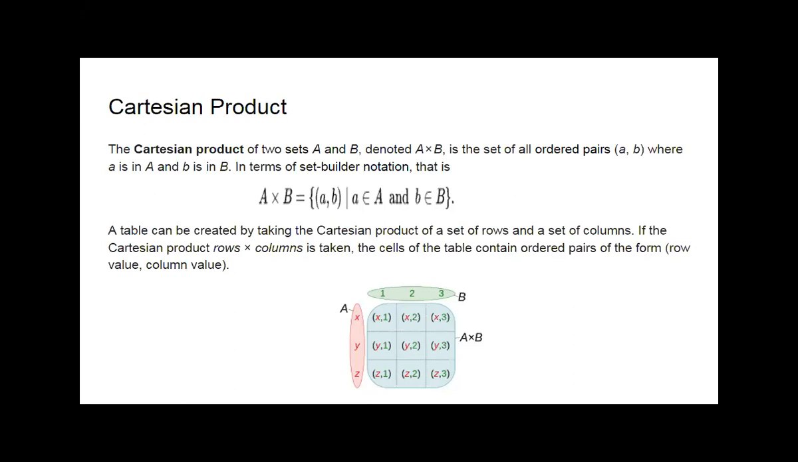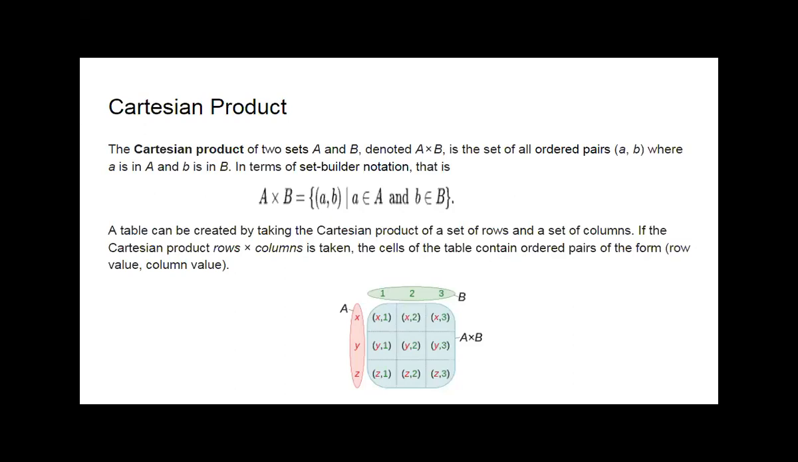Capital A and capital B, what are those? Those are the sets A and B. We are going to take the Cartesian product of sets A and B. It will be denoted by A cross B. And what will it be? It will be the set of all ordered pairs (a, b), where a is in set A and b is in set B.